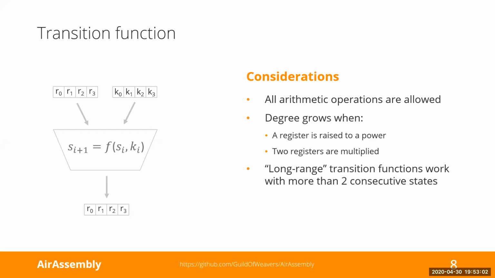And some more considerations about transition functions. You can use all arithmetic operations in them. The degree of the function is important because it translates into the complexity of the computation, the proof generation time, and the size of the proof. It grows every time you raise a register to some power, or when you multiply two registers. And again, I haven't been perfectly honest here, because in reality, you can have long-range transition functions that take more than just 2 consecutive states. For simplicity, I'm keeping it to 2 consecutive states. The function produces the next state given the previous state, but you can think of a function that takes, let's say, 2 previous states and produces the next state. A Fibonacci sequence works in the same way, for example.